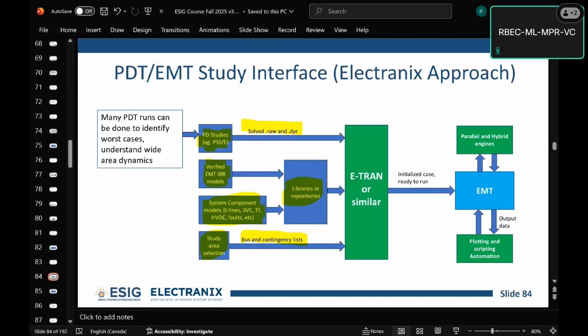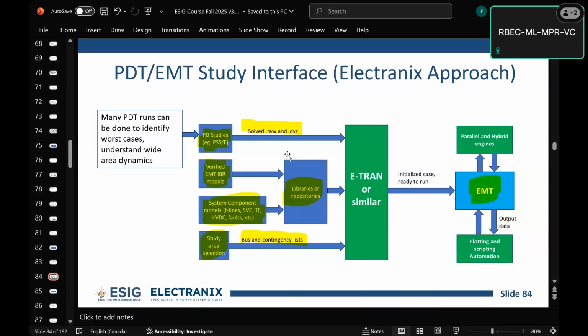So these EMT IBR models can be referring to repositories or GitHub organized libraries that can just pull the most recent ones. So this has evolved quite a lot. I expect that this will be abstracted even further so that hopefully in the future you won't need to be an EMT expert. You can sort of specify your parameters for the study and get the output.